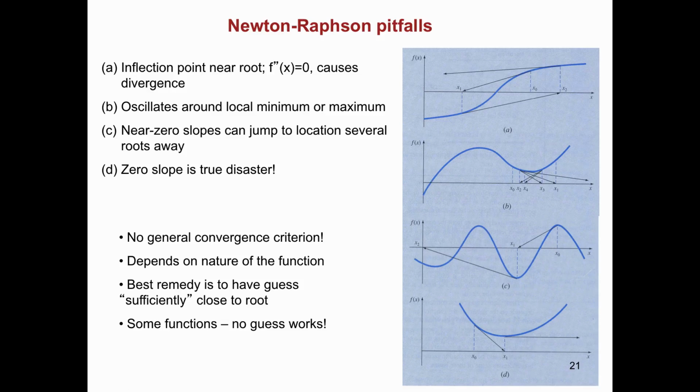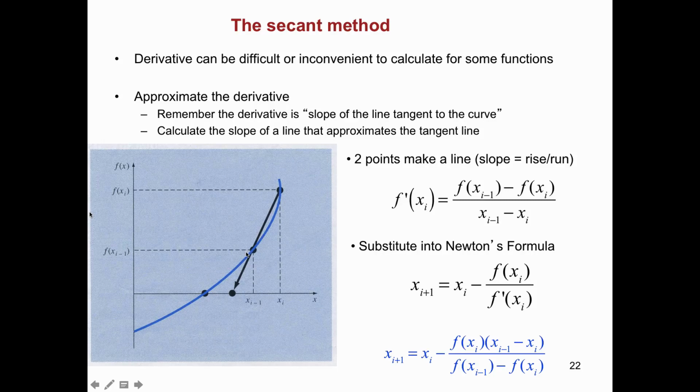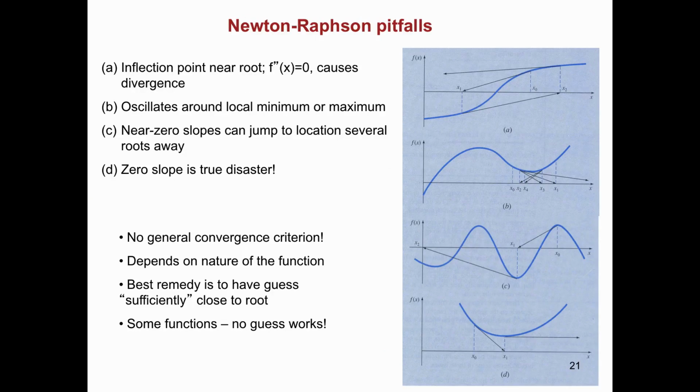So I'm very sensitive to where I start. And sometimes you just have to try out multiple starting points. So basically, the best remedy is to guess sufficiently close to the root. And some functions can be very difficult, in part because I might have multiple roots at the same point and multiple derivatives that are 0 at the same point.